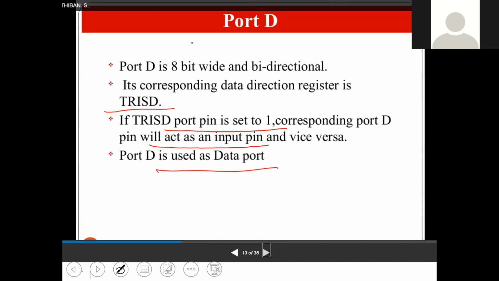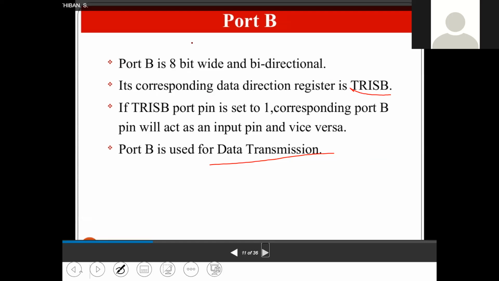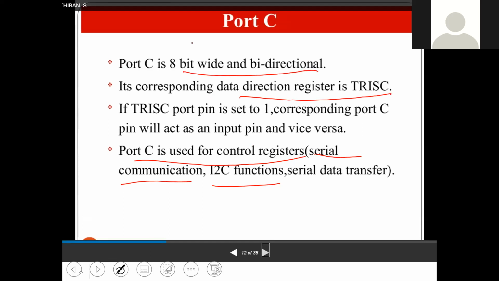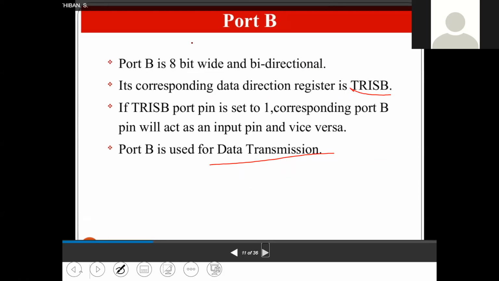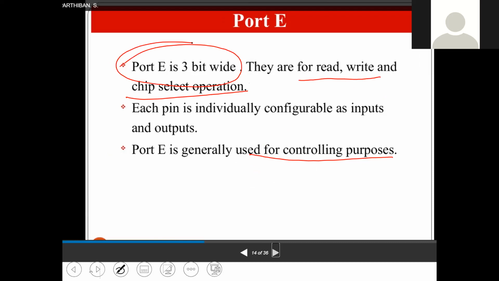So you have to understand a small recap on port A. Port A is used for analog input, port B for data transmission, port C for serial communication, that is for control registers, port D for data, and port E for read, write, and chip selection. So we all know ports B, C, D are 8-pin ports, port A is a 6-pin port, and port E is a 3-pin port. So 5 ports are there. Totally, out of 40 pins, 33 pins are allocated simply for the ports.